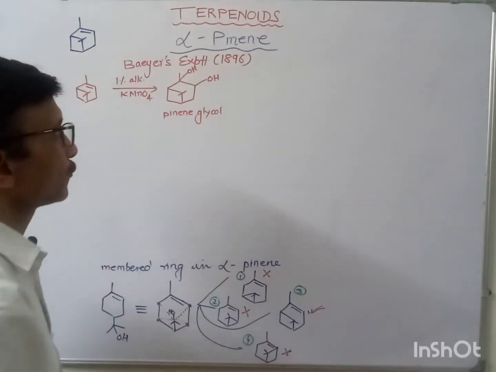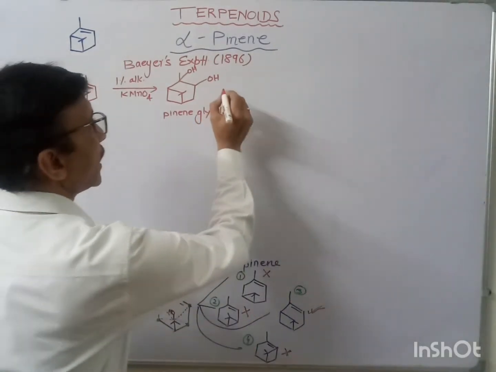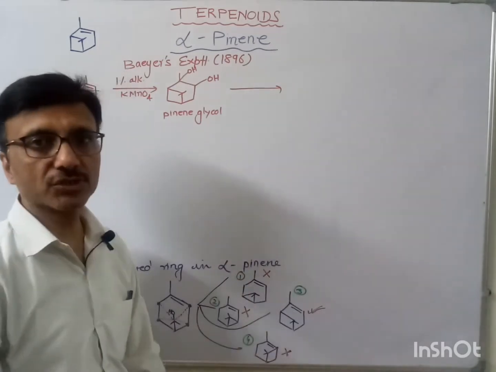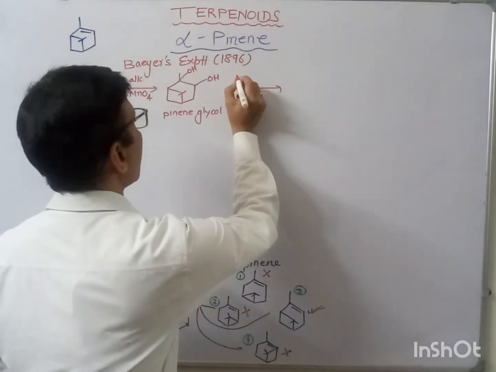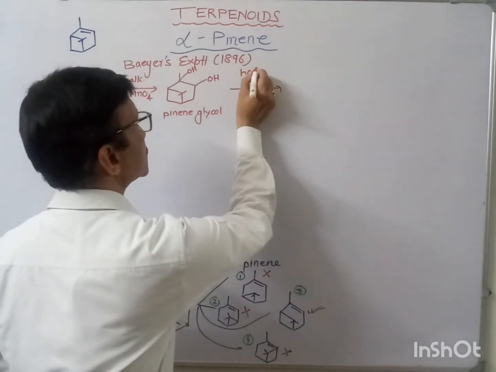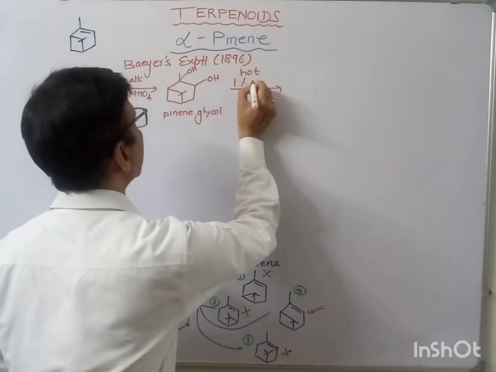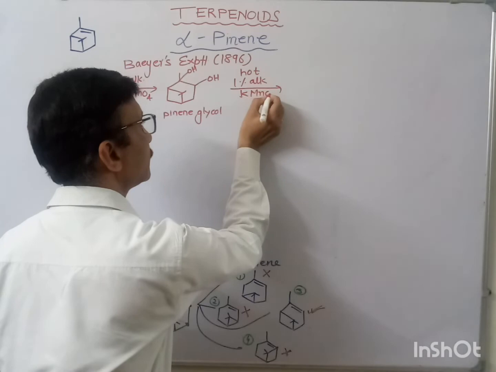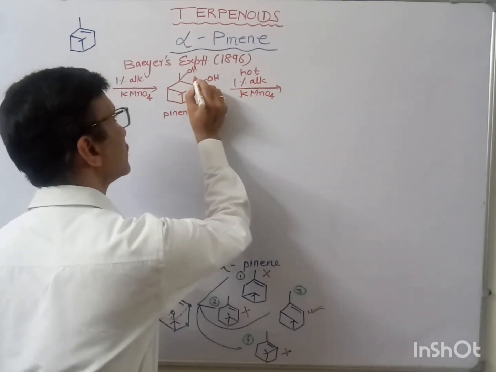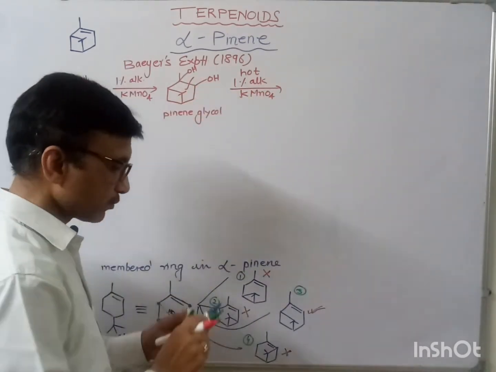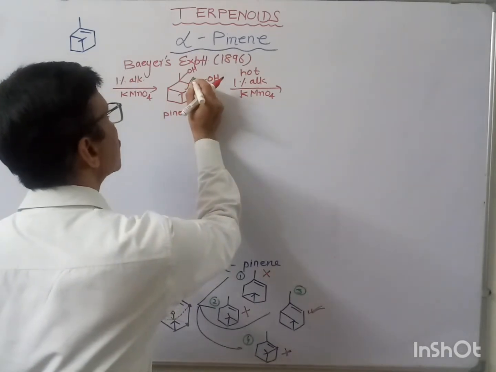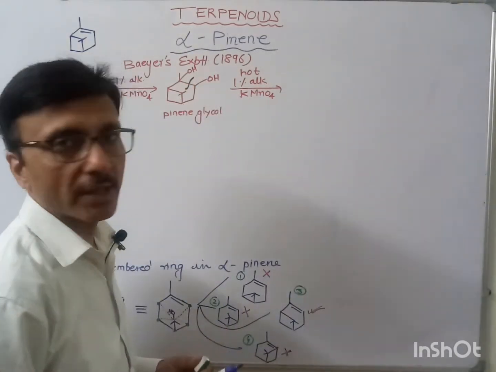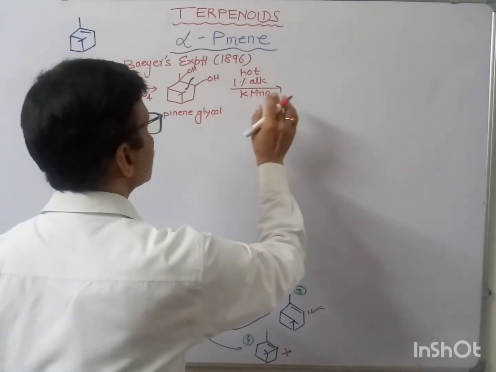Okay, it was forming the pinene glycol. Next, again when it was treated with hot 1% alkaline KMnO4, then what happened? This bond gets broken. Okay, this bond will be broken from here. Suppose it breaks from here, and then it was forming here.